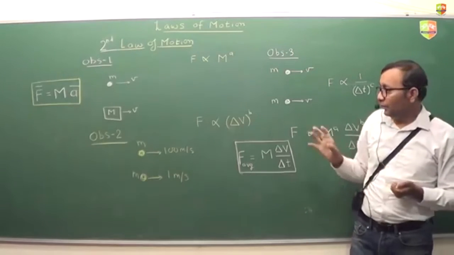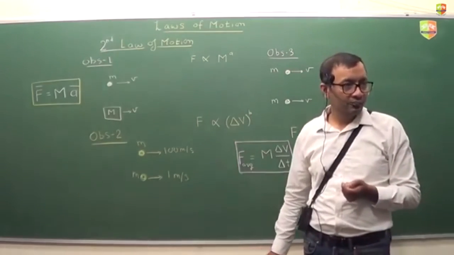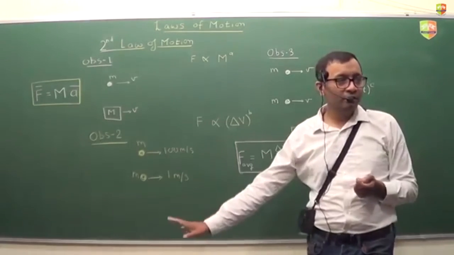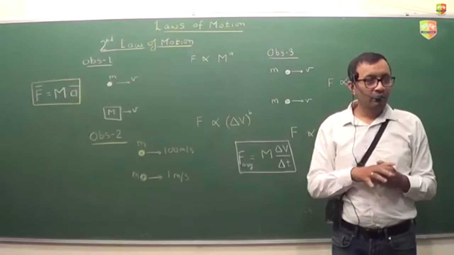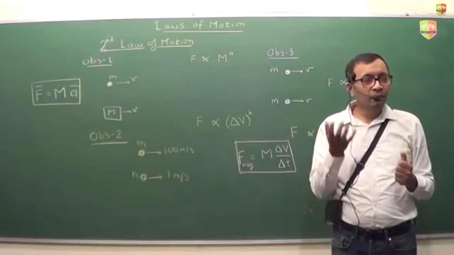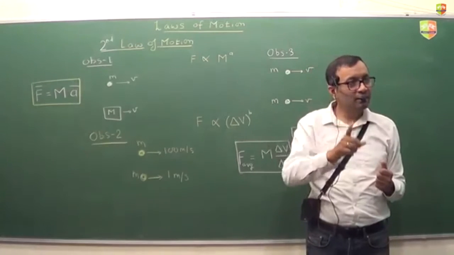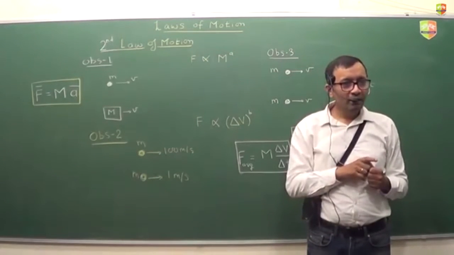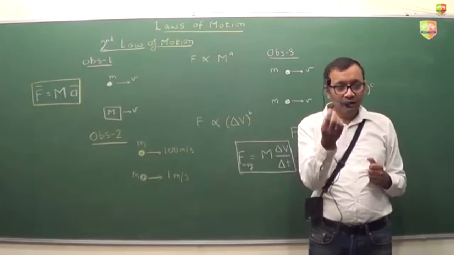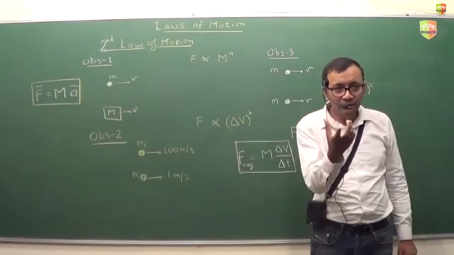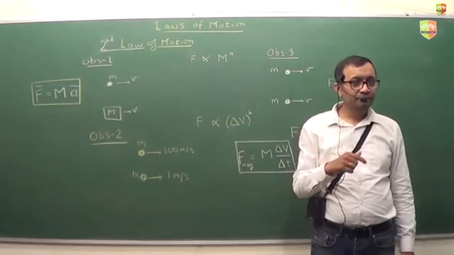Okay? Now, here throughout we have assumed mass is constant. Getting it? Mass need not be constant. For example, a rocket. A rocket is fired, it moves up, but force applied is down, gravity is acting down, still it is moving up. Why? Because mass is not constant. When your balloon has air inside, if you release the balloon, it should come down because of gravity, but it goes up. Okay?